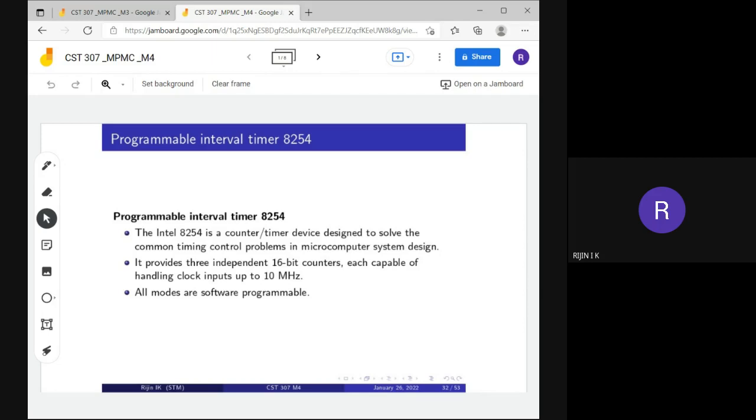Actually, this programmable interval timer is used for performing timing and counting operations. That means for generating time delay and all, we are using this 8254 IC. We usually use it for generating time delays.